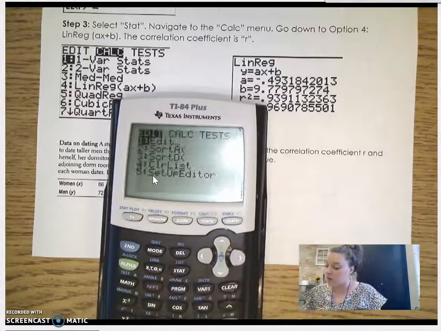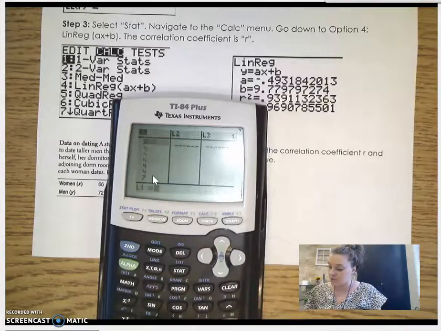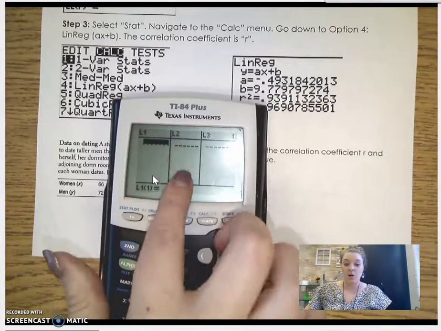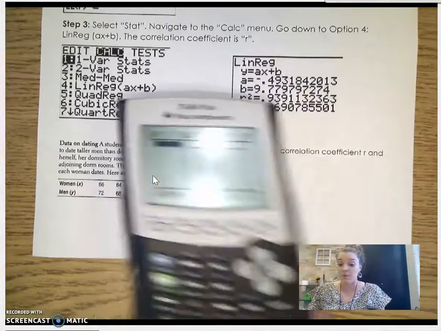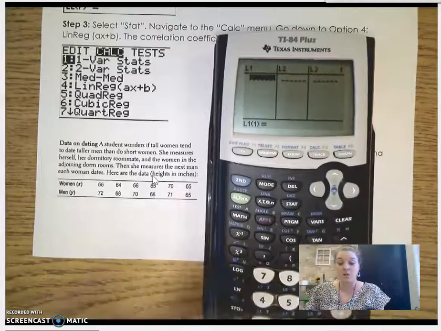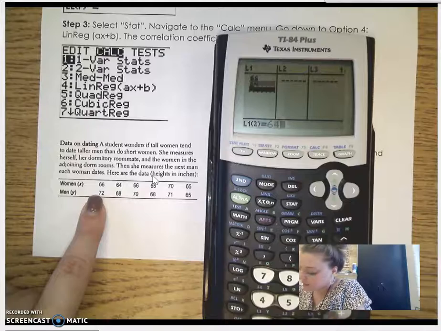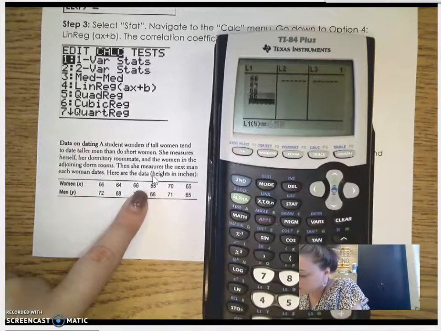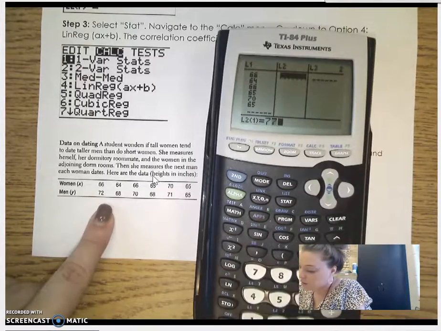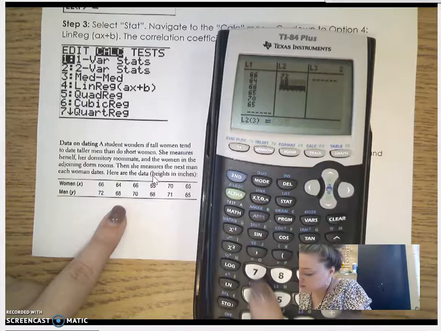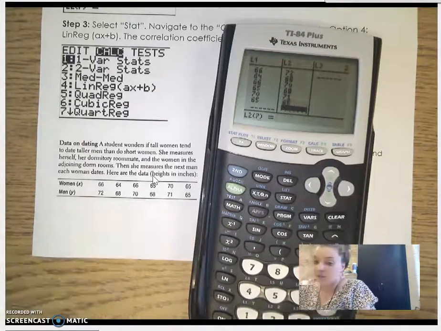So to do this, we go Stat, Edit. We need to clear out our lists. We're going to put our X values in L1, our Y values in L2. But remember, it doesn't matter which one you do it in, because it doesn't matter which is the explanatory variable and which is the response variable when calculating correlation. So for women, I'm going to do 66, 64, 66, 65, 70, 65, and in L2, 72, 68, 70, 68, 71, 65.